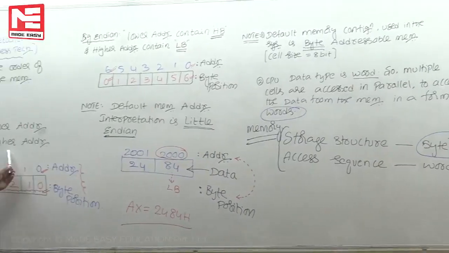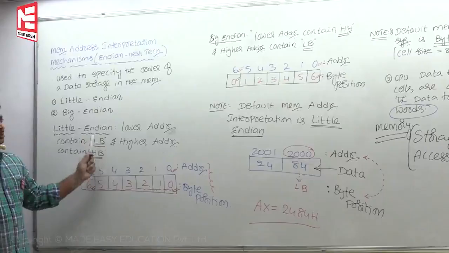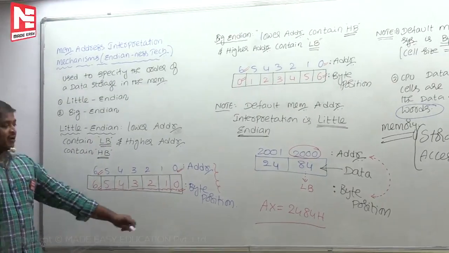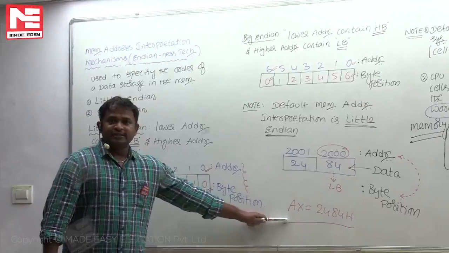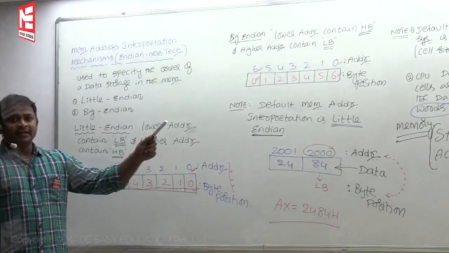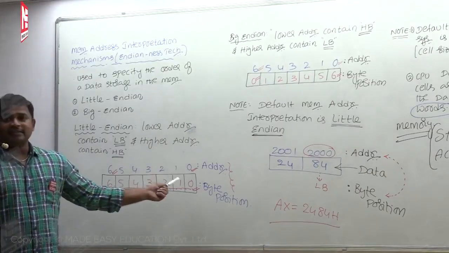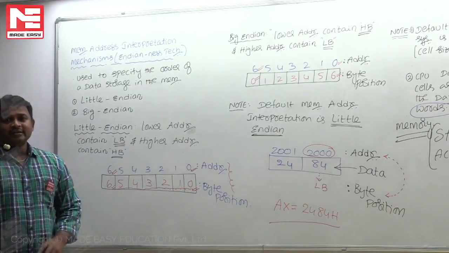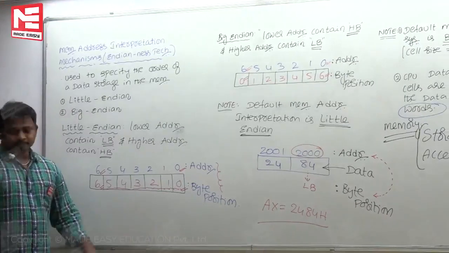Copy this. Memory address interpretation techniques. So there is no ambiguity. A single output is generated. Without order, ambiguity is there. With endian mechanisms, there is no ambiguity. The system is reliable. Clear? Copy it.